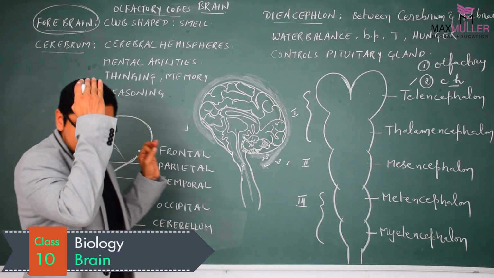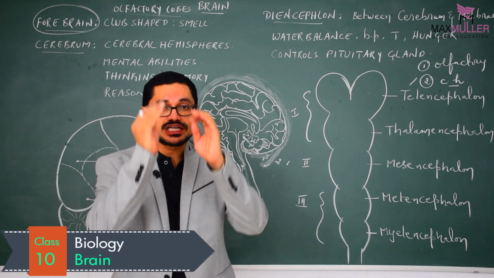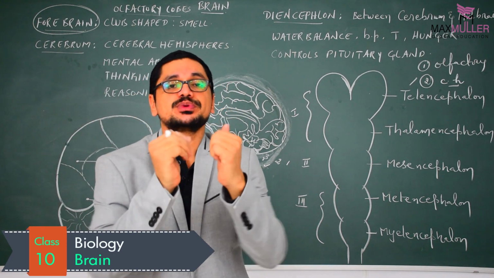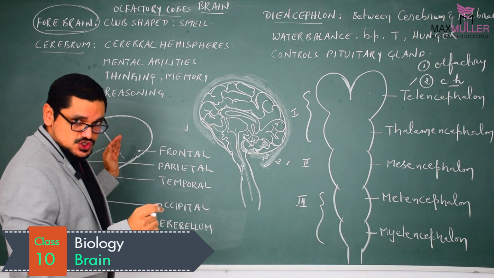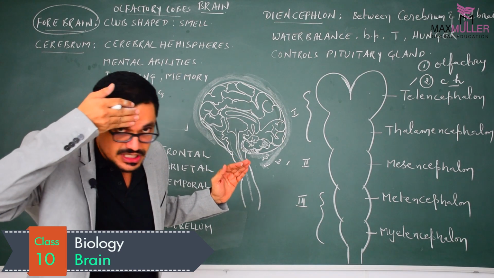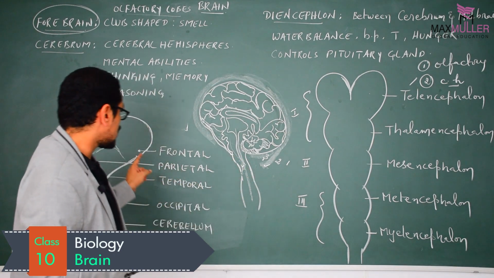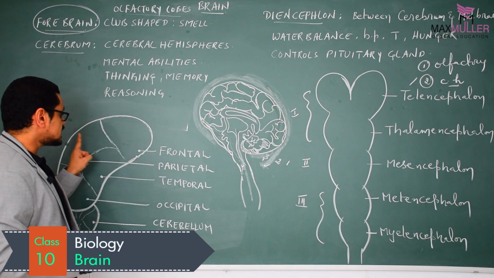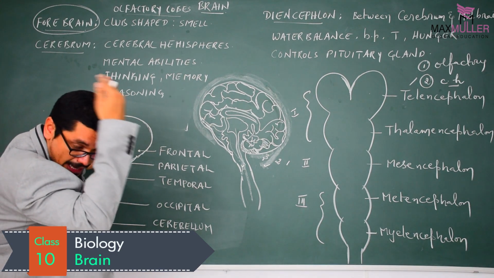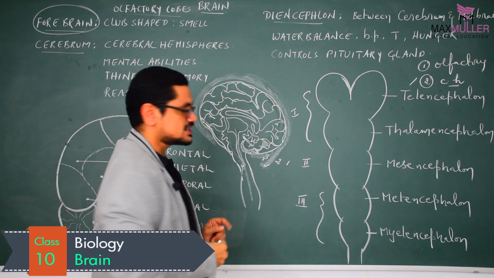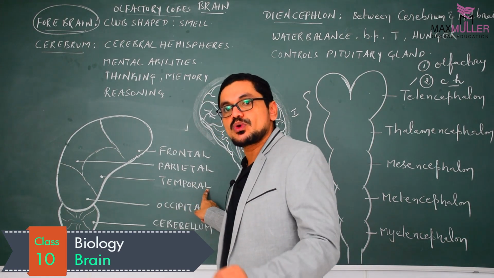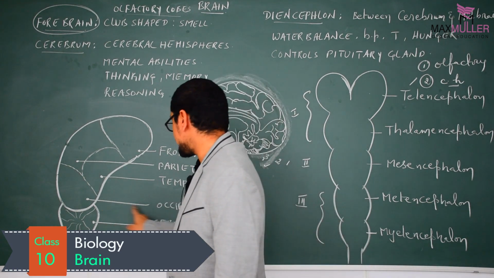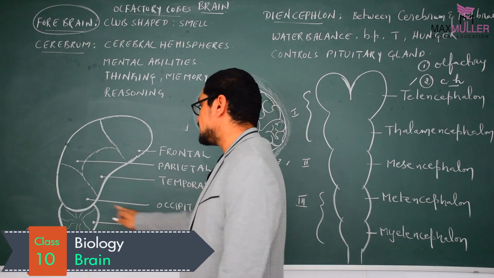Each cerebral hemisphere, just now I told you that two cerebral hemispheres are present. Now each cerebral hemisphere is divided into the front portion. This is called frontal lobe. The second one is called parietal lobe. And the third one, this one is called temporal lobe. And this one is called occipital lobe.